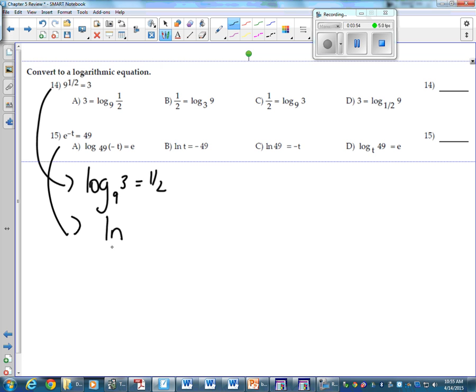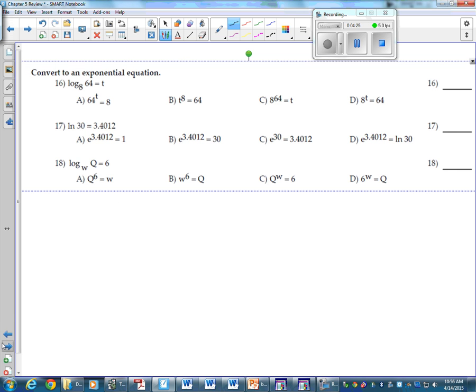That means log base e of 49 equals negative t. E to the negative t equals 49 if I was looking at rewriting it as an exponential. So natural log of 49 equals negative t. This answer would be C. And log base 9 of 3 is 1/2 is C. It's written with 1/2 on the left instead of the right, but it's the same thing.